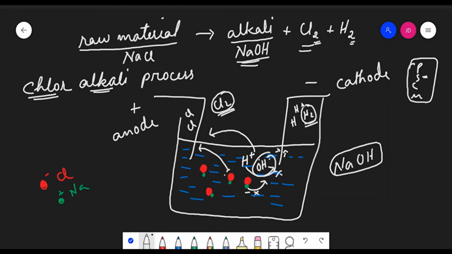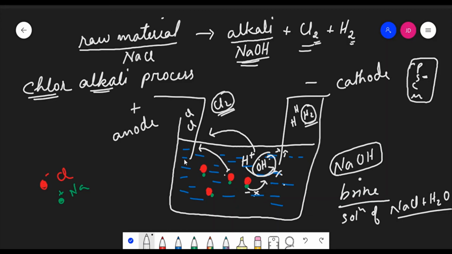And this process is what we call the chlor-alkali process, or we call it electrolysis of, wait, what was the name? I forgot. Brine. Electrolysis of brine. What is brine? A mixture of water and NaCl, or a solution of sodium chloride plus water is what we call brine. Electrolysis means passing electricity. So electrolysis of brine is what we call the chlor-alkali process.